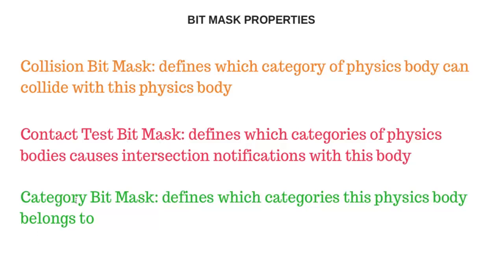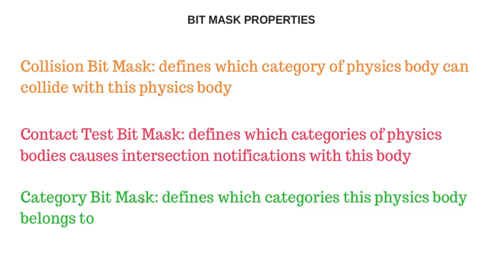Okay, and then the category bit mask, this one is quite straightforward. You're simply defining which categories this physics body belongs to. So when you set the category bit mask, you're saying that this red ball belongs to this group. So that's how you set the group. So you can have red ball category, blue ball category, orange ball category, cat category, and then you can set the category on them. All of this seems quite confusing, but they're quite straightforward.